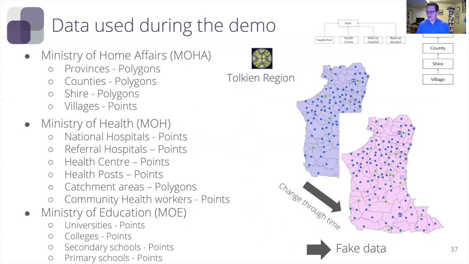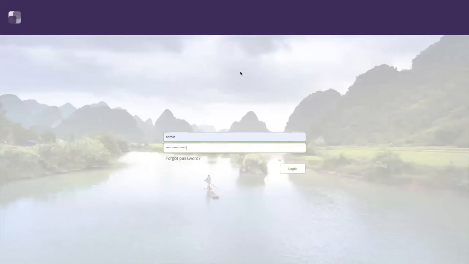So I'm going to jump into the demo here. The demo uses fictitious data for a country that we call the Tolkien region, with the boundary types inspired from the Tolkien books. Let's jump into that right now. And welcome to the CGR.